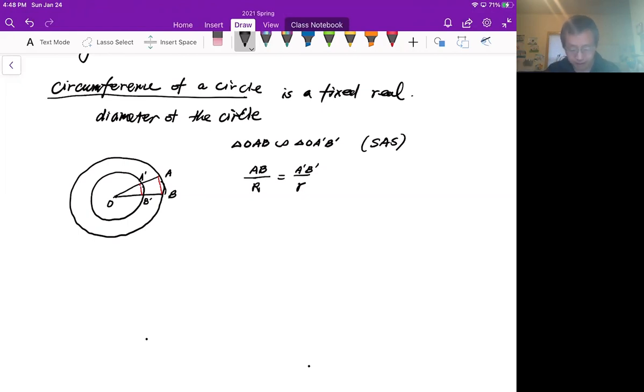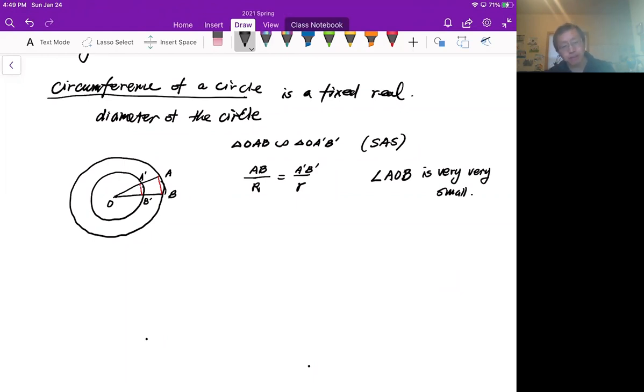But keep in mind, this is not just true for this pair. It can be true for many pairs. Let's pretend that the angle AOB is very small, a very tiny triangle, and the two triangles have that ratio.